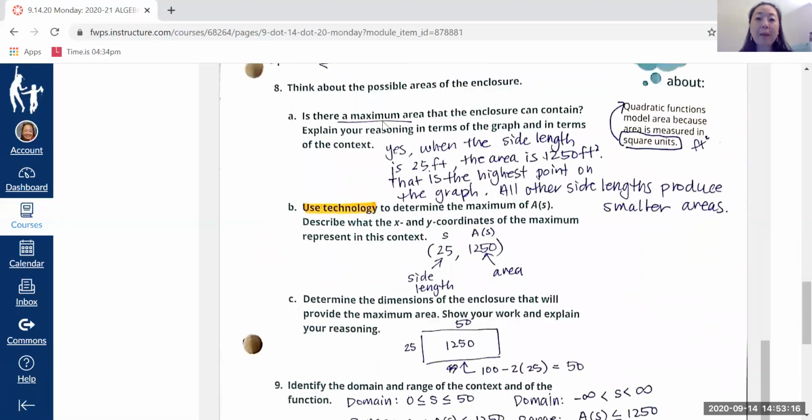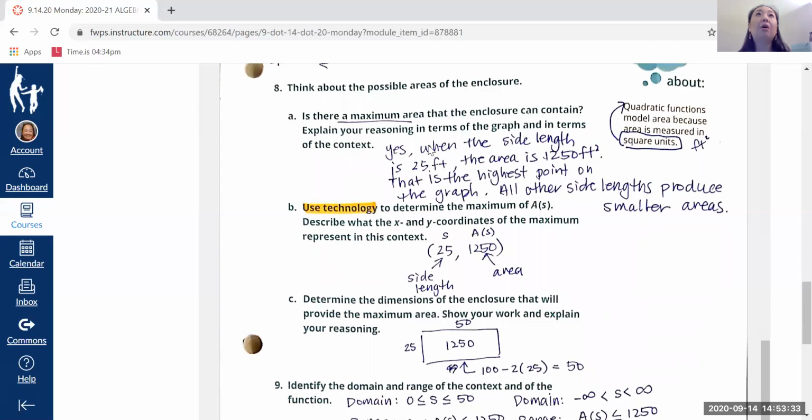And here we go. Is there a maximum area that the enclosure can contain? There must be a maximum area, because remember, it got bigger and then it got smaller. So at some point there's a maximum, a biggest area, right? Explain your reasoning in terms of the graph and in terms of the context.